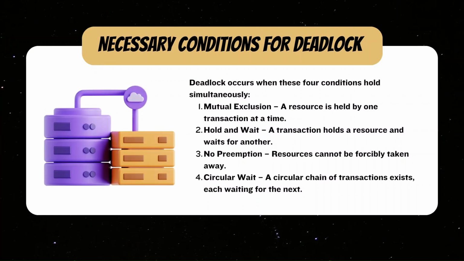Now, for a deadlock to happen, four conditions must exist. First, a resource can only be used by one transaction at a time. Second, a transaction keeps holding some resource while waiting for more. Third, resources cannot be forcibly taken away. And finally, a circular chain of transactions is formed, each waiting for the next. If all these conditions exist together, a deadlock is inevitable.